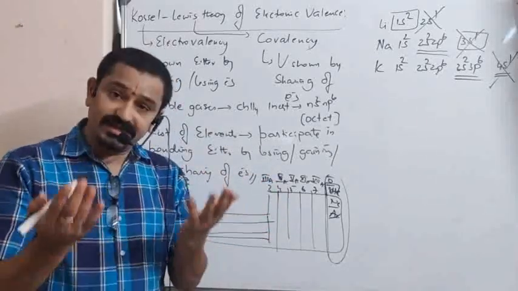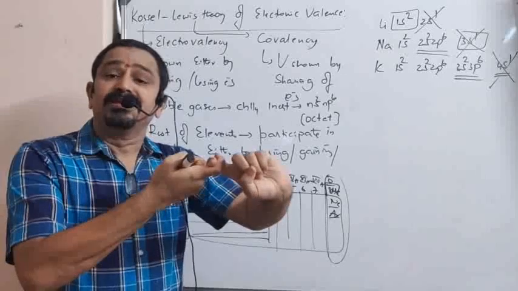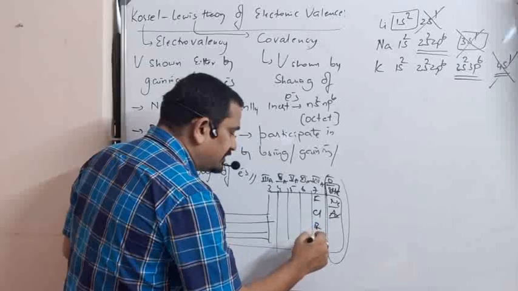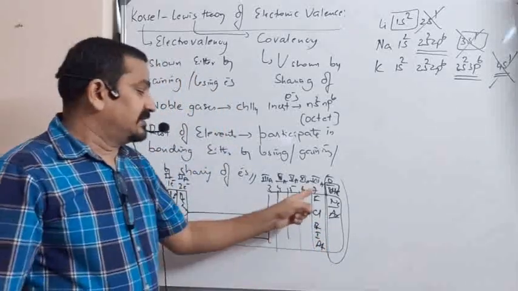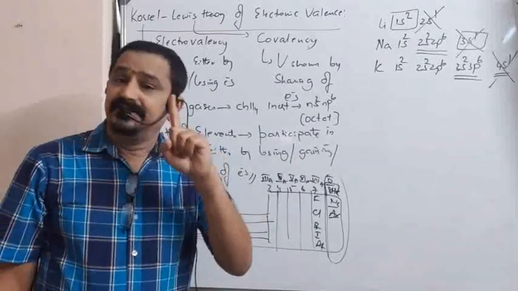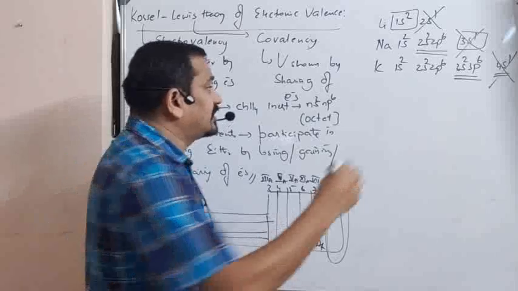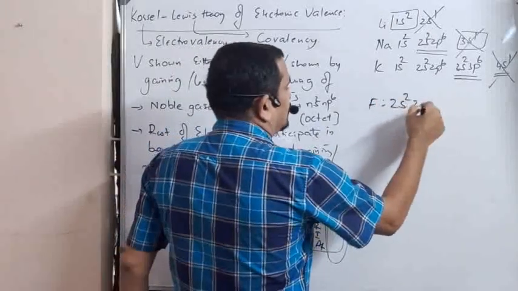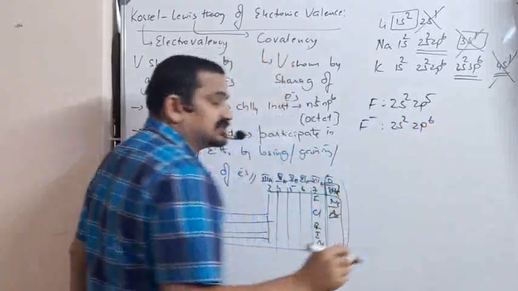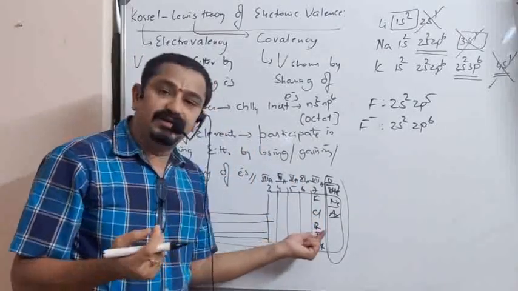Electrovalency is shown by gaining electrons. Non-metals can readily gain electrons, and at the same time they can share electrons also. When it comes to the 17th group elements, fluorine, chlorine, bromine, iodine, astatine, they have 7 electrons in their outer shell. They need how many more electrons to get an octet? Just 1 more. That's why fluorine gains 1 electron to become F-. Fluorine's electronic configuration is 2s2 2p5. By gaining just 1 electron, it changes to 2s2 2p6. Likewise, chlorine gains 1 electron to become Cl-, and bromine Br-.